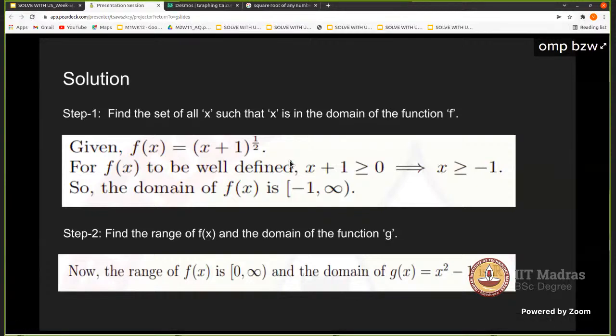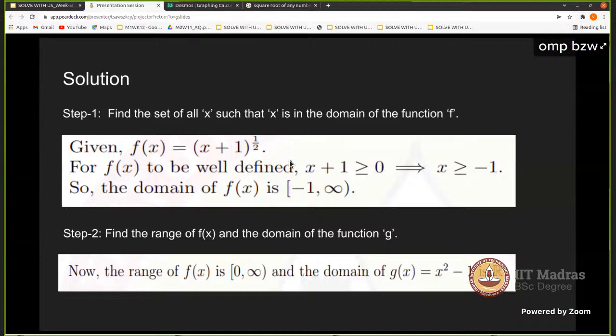Once we get the domain of f of x, we will also compute the range of f of x as well as the domain of g of x. So the range of f of x, you can see, will start from 0 to infinity. Just now we have seen in the Desmos graph. So y will take values from 0 to infinity. That will be the range of f of x. And my g of x is x square minus 1. This is a simple quadratic function, and the domain of that quadratic function is real numbers.